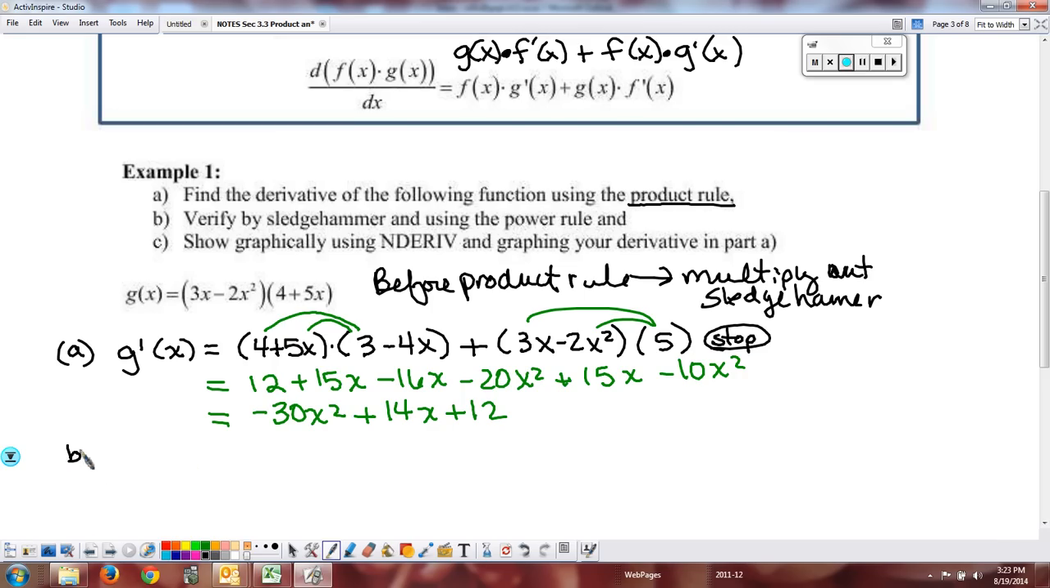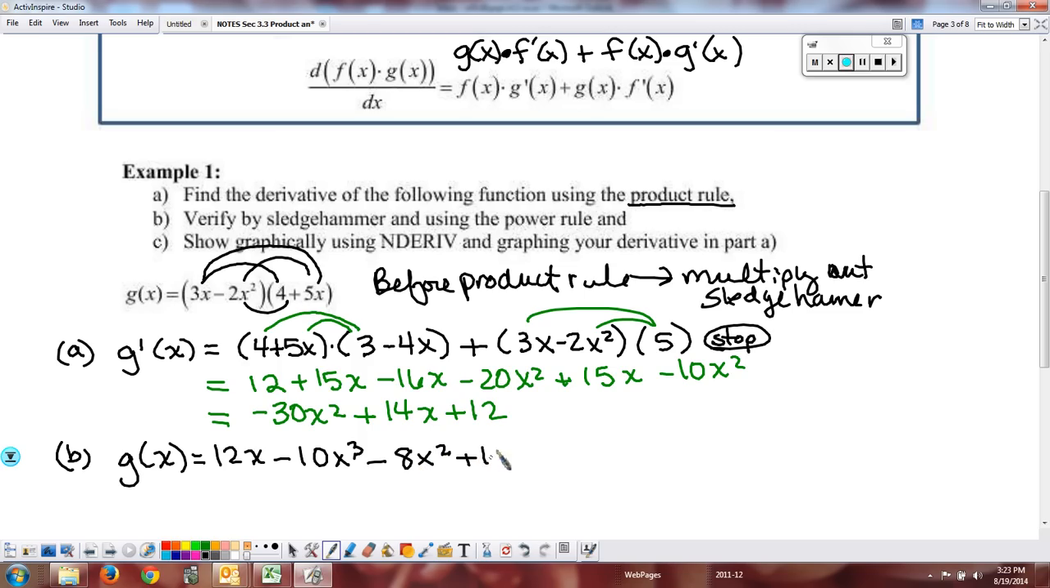Now, we're going to do it the other way, which is I'm going to multiply that out. So I'm going to do a little work in the beginning. So I'm going to take g of x and I'm going to FOIL. So that's going to give me 12x, and then minus 10x cubed. And then I have minus 8x squared, and then the outer terms would give me plus 15x squared.